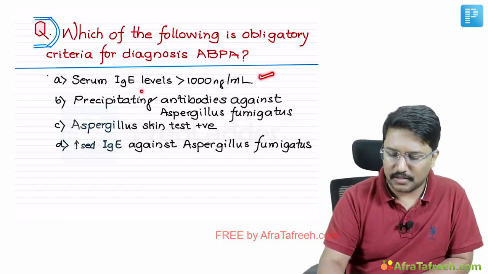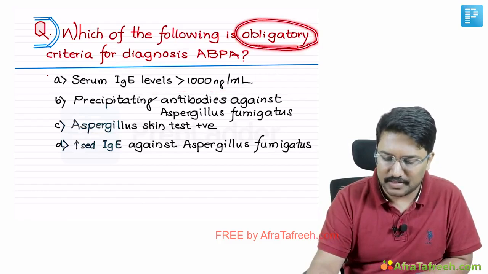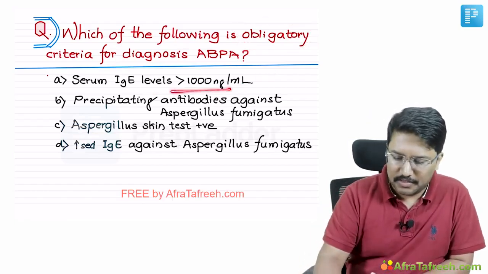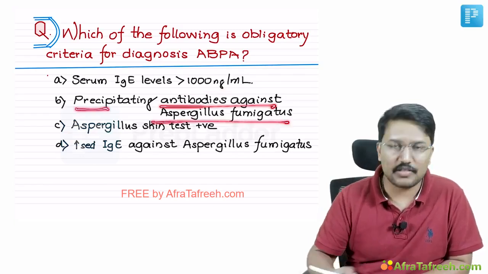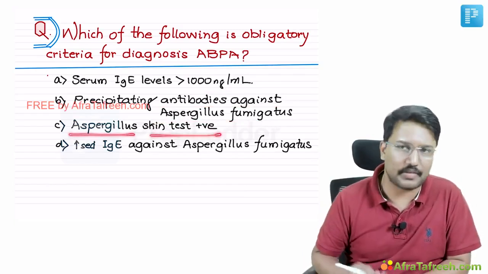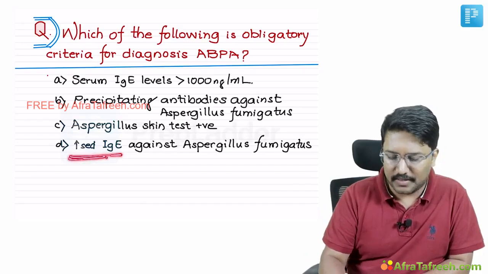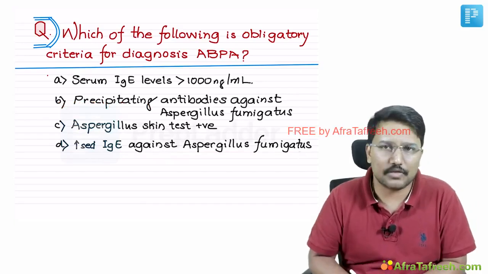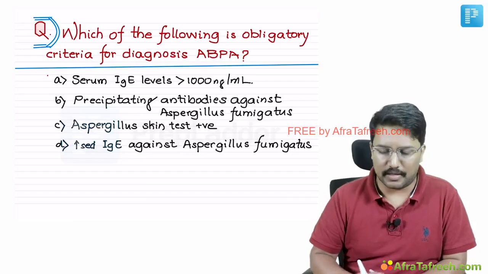Serum IgE levels greater than 100 nanograms per ml. Remember, it is asking about which of these is an obligatory criteria, that means mandatory criteria, right? Serum IgE levels more than 1000 nanograms per ml or precipitating antibodies against Aspergillus fumigatus species. The third option is Aspergillus skin test positivity, prick test positivity. And the last one is the serum IgE levels elevated against Aspergillus fumigatus species. So which one of these is obligatory criteria? If you know the answer, well and good. If not, anyway, we will come back to this question.